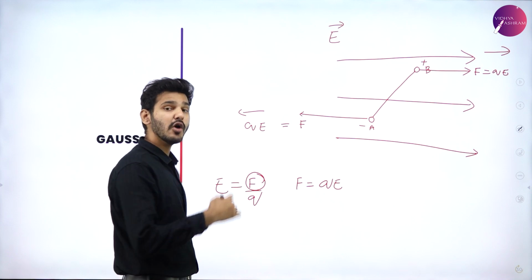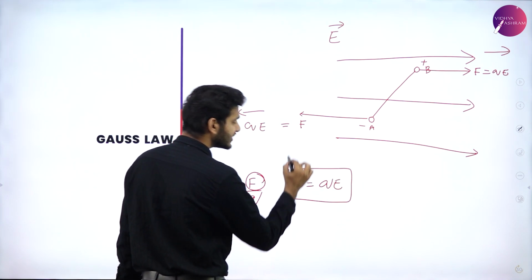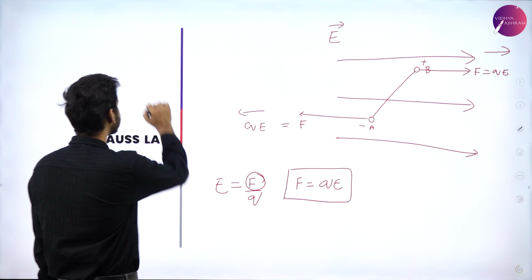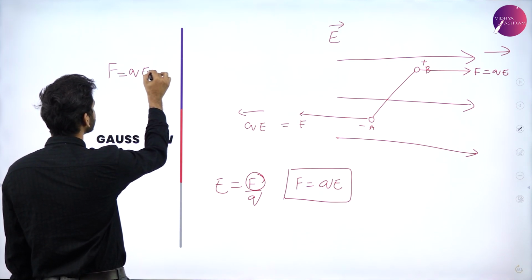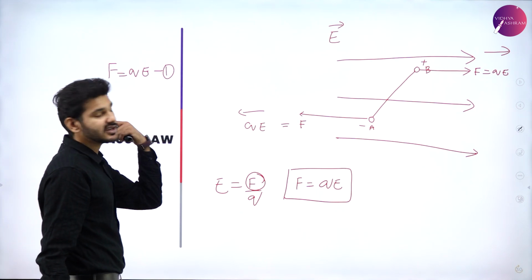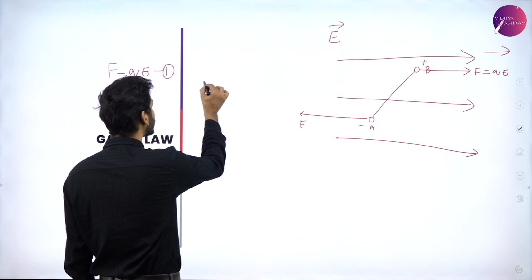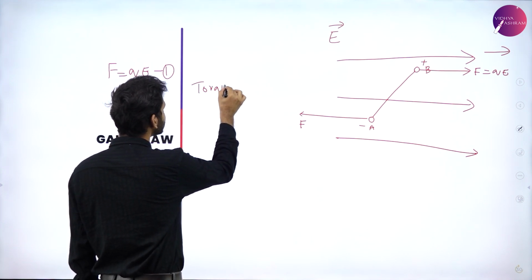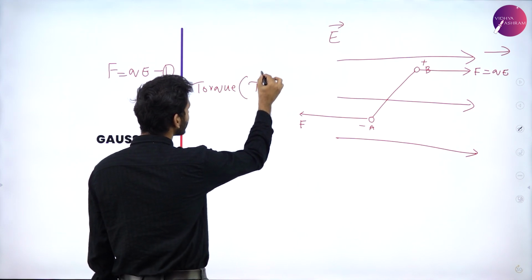Okay, so we now found out that the force will be equal to Q times E. Let us keep that aside and call it equation number 1. So what are we going to find out actually? We have to find out torque, which is represented by the Greek letter tau.